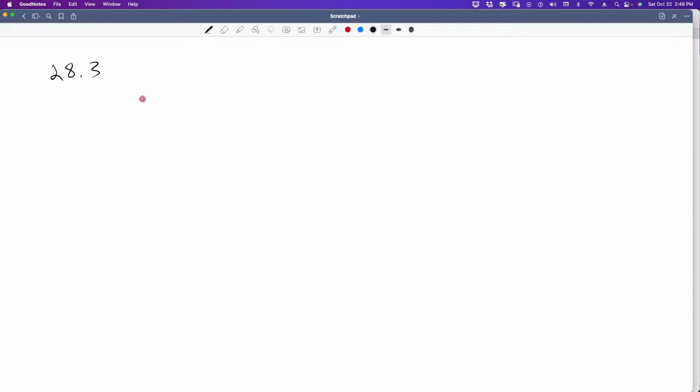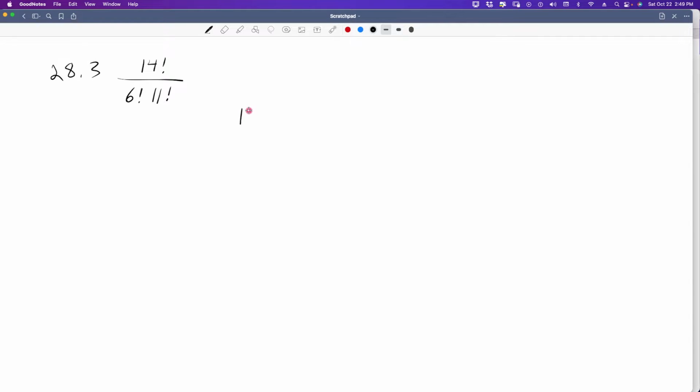So here is 28.3. We're going to evaluate 14 factorial divided by 6 factorial times 11 factorial. Same process. But we're going to take a shortcut. Instead of writing all of this out, we're going to stop at 11. So this is how you can shorten the process.